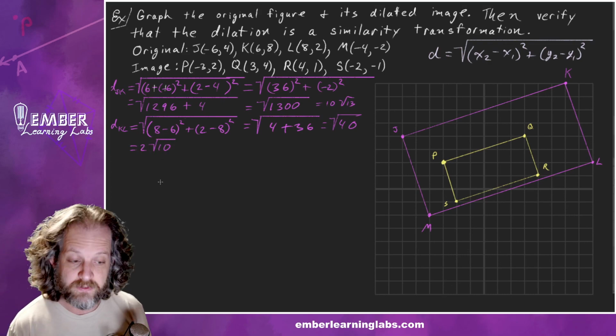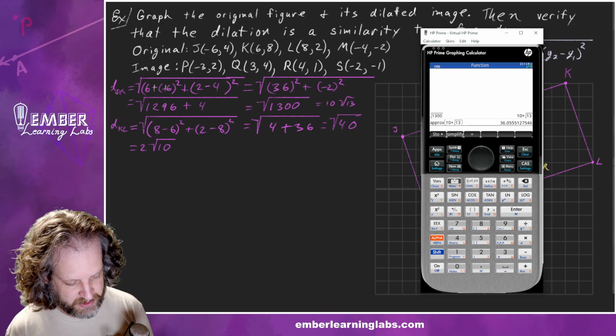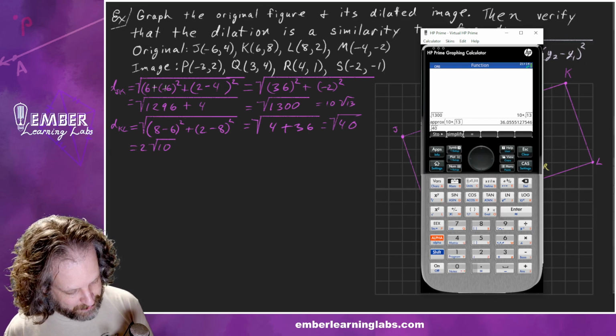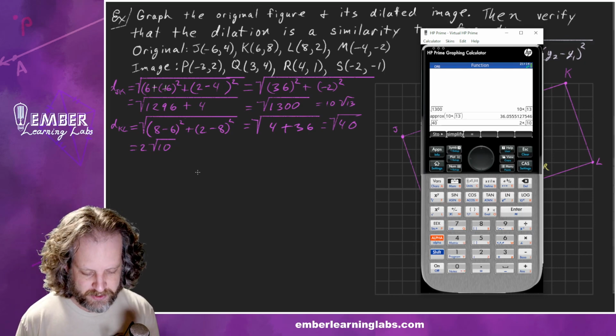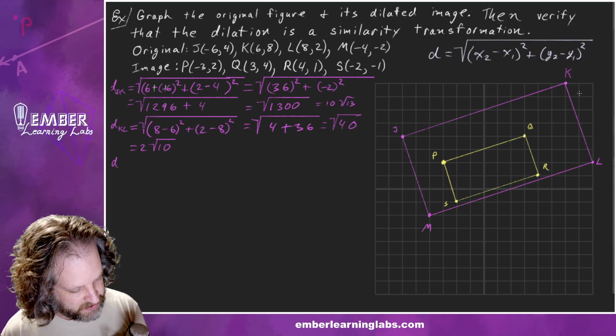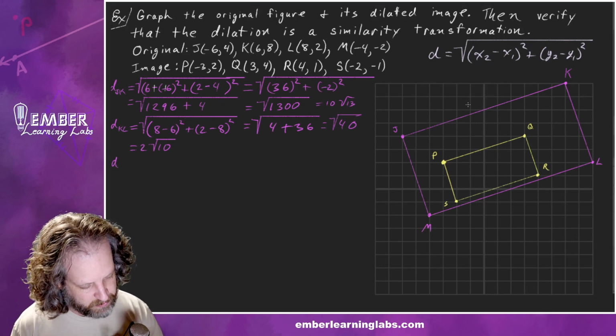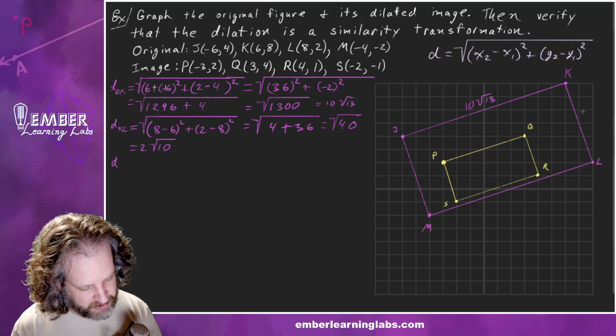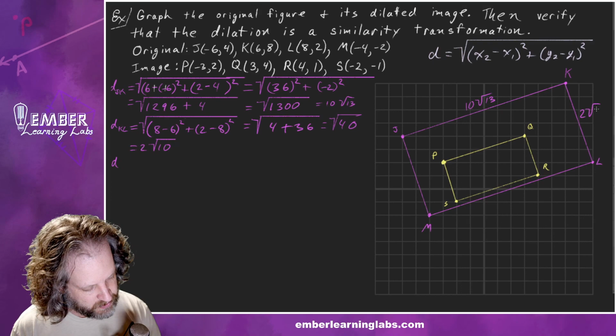And I will confirm that for you, just in case you don't believe me, which is probably a good idea, because obviously I'm tired and obviously I'm making mistakes. So 2 times the square root of 10. Great. So that's this distance. I should probably go and label these, right? 10 times the square root of 13, and then 2 times the square root of 10.